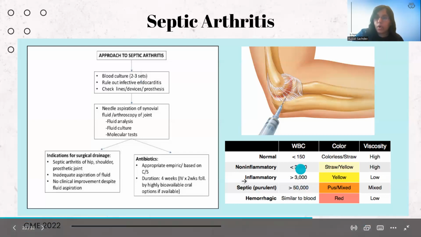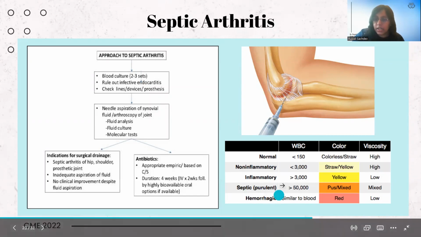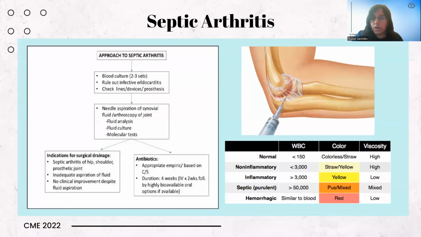So once you do that, what will you see? A normal synovial fluid will have a WBC count of less than 150. It will be colorless and the viscosity will be high. As the changes occur, if it is septic, the WBC count will obviously be high. Any infection, any inflammation, your WBCs are going there to fight it. So the count increases. There is formation of pus. So it will be yellow-orange and the viscosity will become thinner.